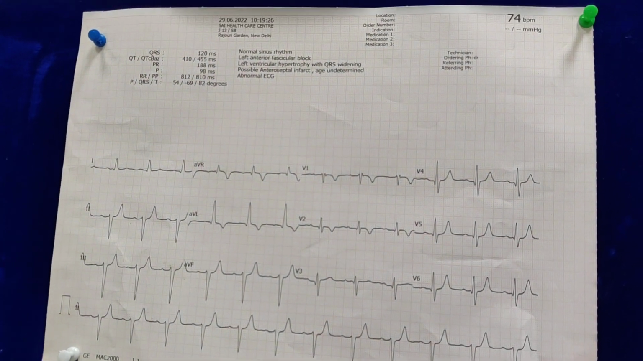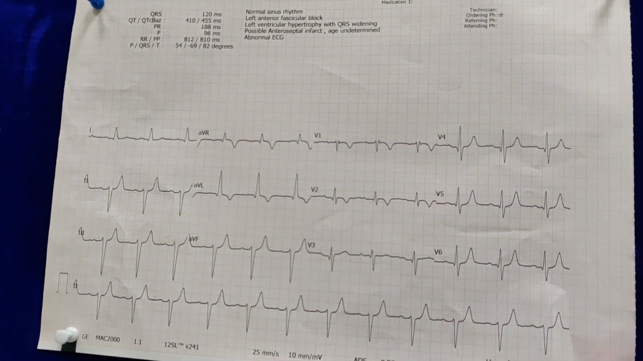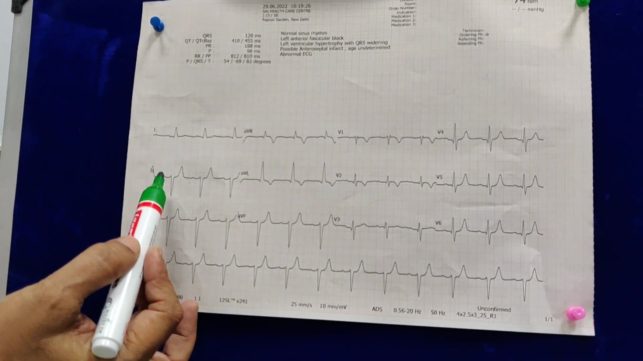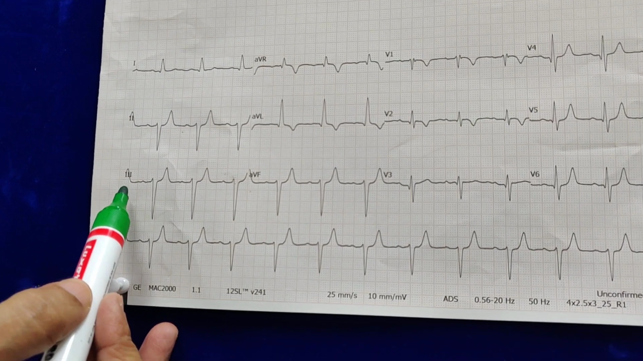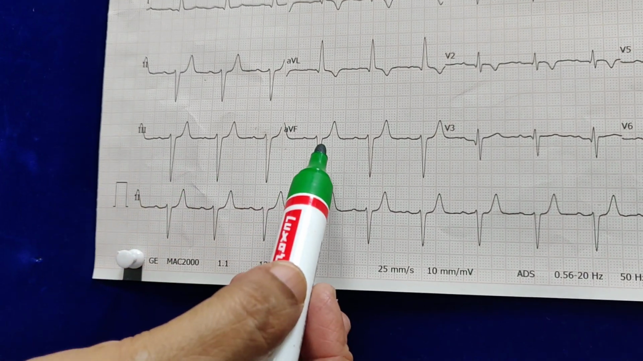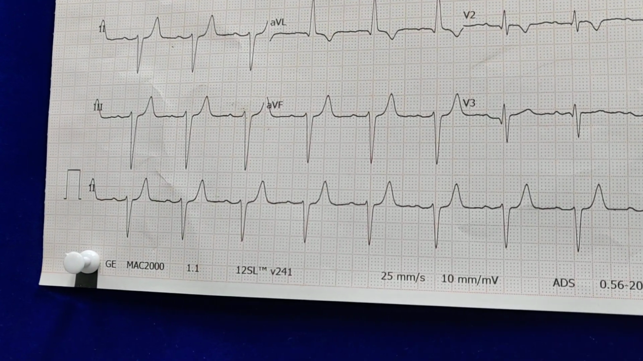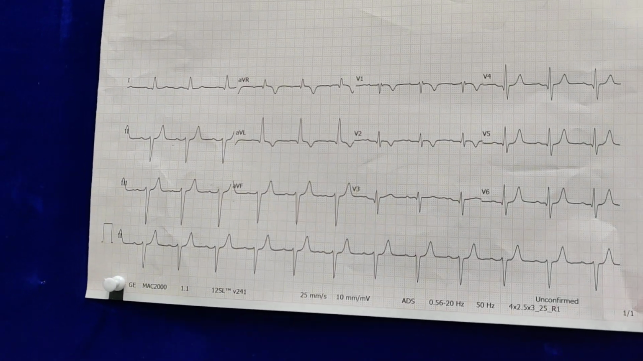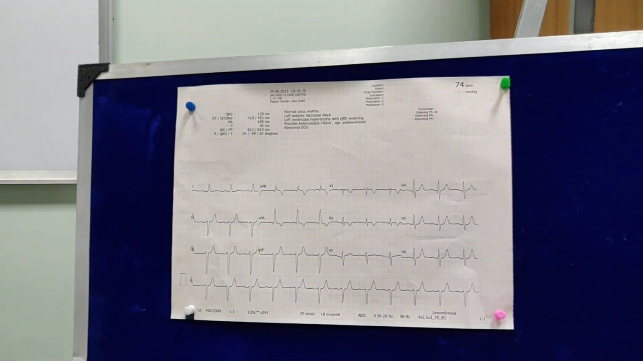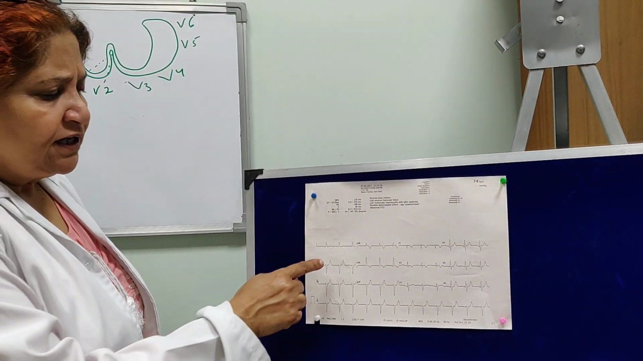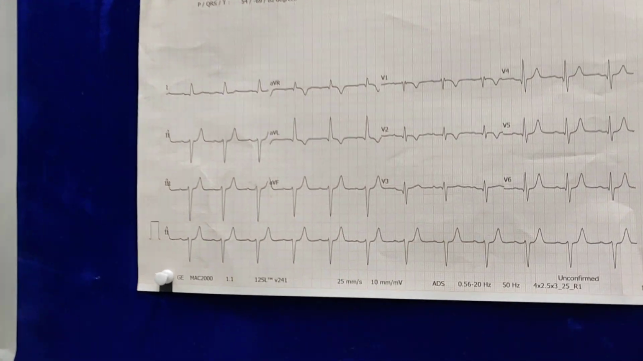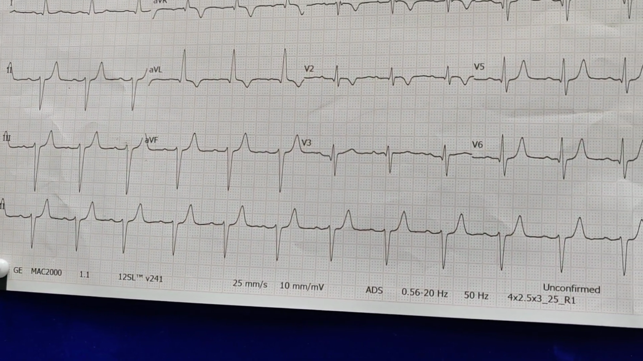Okay. Now, last time we discussed inferior lead groups. So, inferior lead groups are 2, 3 and AVF. These are the inferior lead groups. So, if inferior myocardial infarction is present, this will be picked up in 2, 3, AVF by ST-T changes.